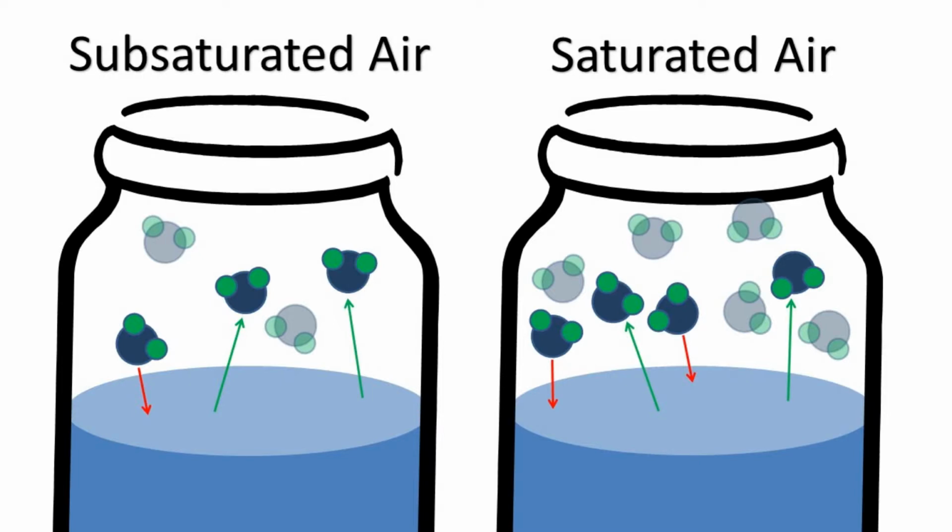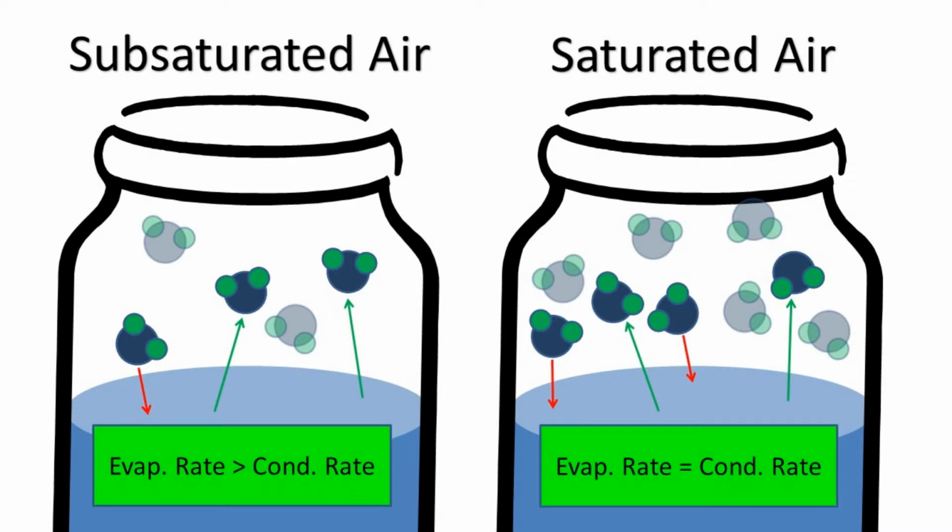Let's think about this for a second here. If I put two jars side by side, the one on the right is saturated, and the one on the left has fewer water vapor molecules in it. We'll describe it as being subsaturated or less than saturated. Okay. How is what's going on in these two samples of air different? Well, one way in which they are different has to do with how the evaporation rate and the condensation rate are related to each other. In the subsaturated case, we still have the situation where there is more evaporation going on than condensation. So we would write it like I have in that green box there. The evaporation rate is greater than the condensation rate.